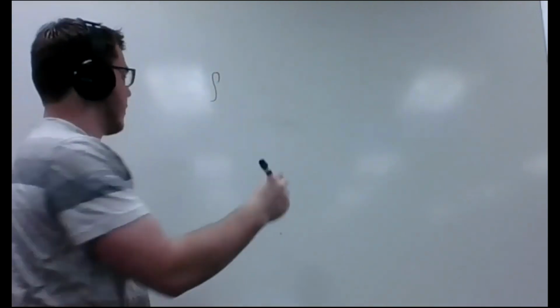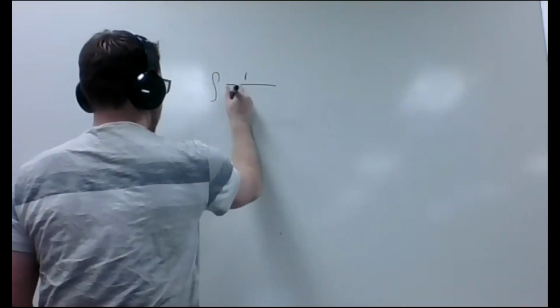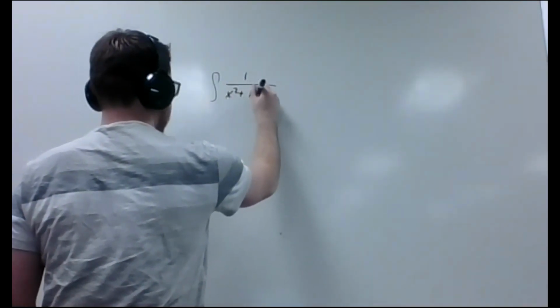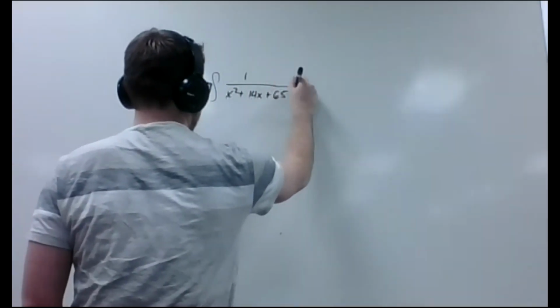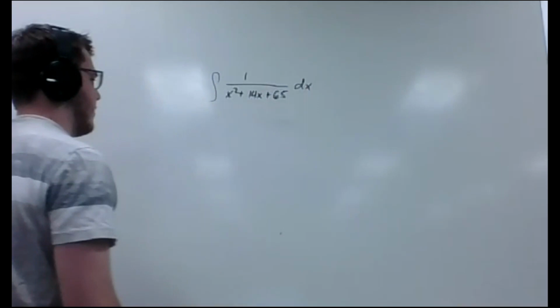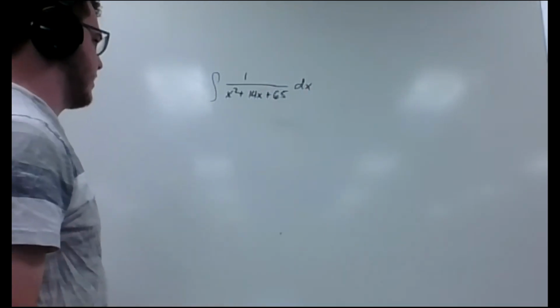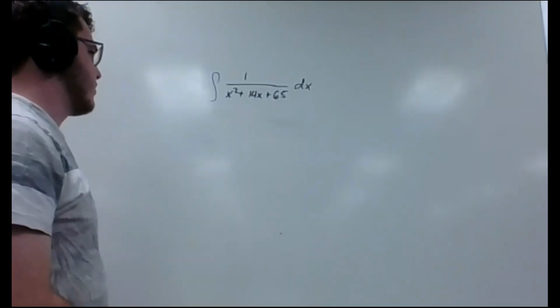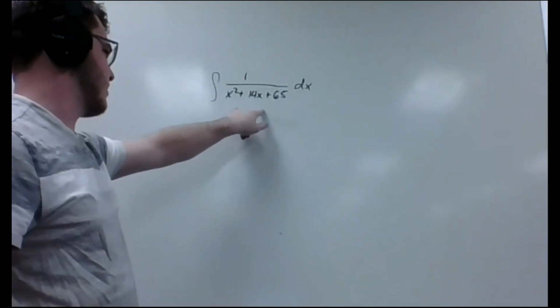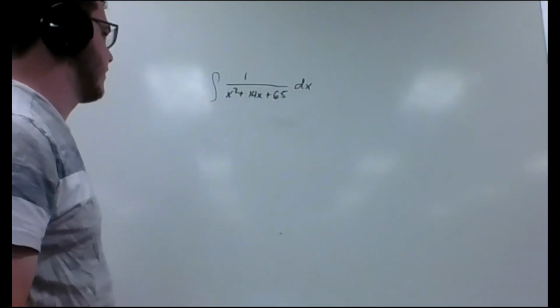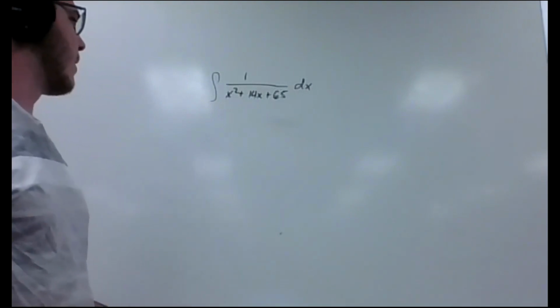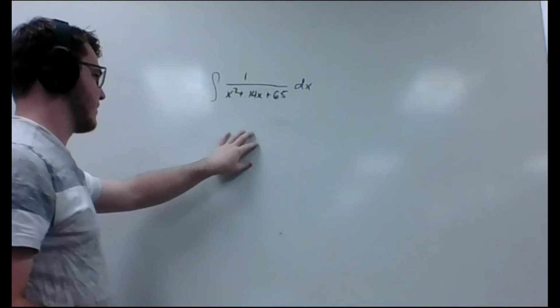So if we had, let's say, the integral of 1 over x squared plus 14x plus 65. If we look at this, it's kind of hard to see what to do with this one, because we can't do a u sub here, and it's not really an ln function. So the way we solve this one is by completing the square.